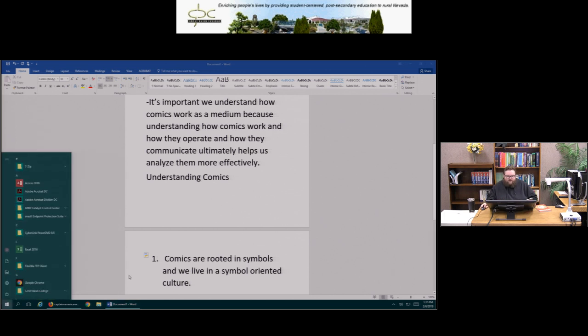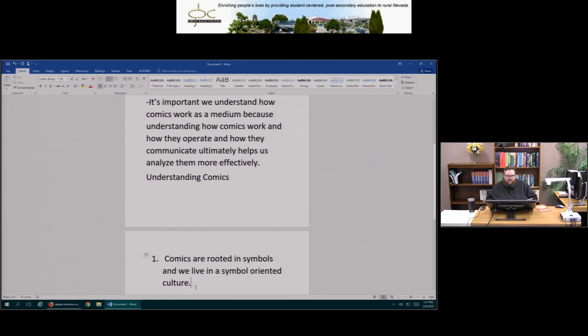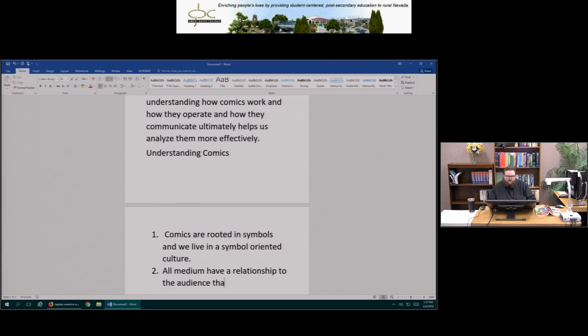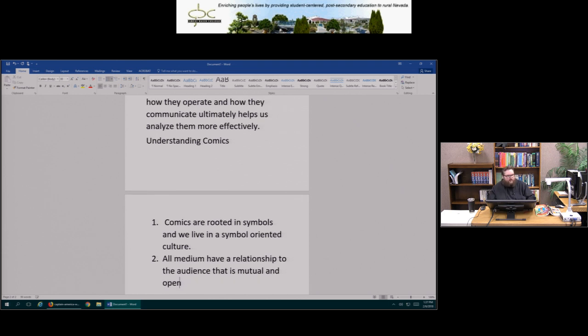I think we get to the really interesting stuff in Chapter 3, the blood in the gutter section, where he talks about the idea of closure. The idea of closure is a really fascinating one, and I think it really explains how all media have a relationship with the viewer and the reader to a certain extent. They have a relationship to the audience that is mutual and open. And I think that's where the idea of closure comes into play here.